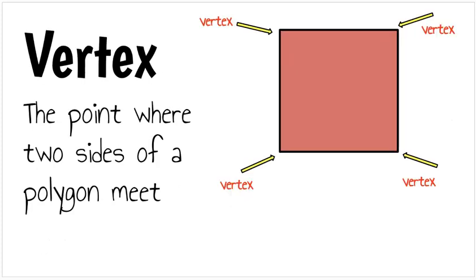Next, we have the word vertex. The point where 2 sides of a polygon meet is called a vertex. So we have this side, and they meet right here at the corner, and those corners, every single corner is called a vertex. The plural for that is vertices. So the point where 2 sides of a polygon meet is called a vertex.